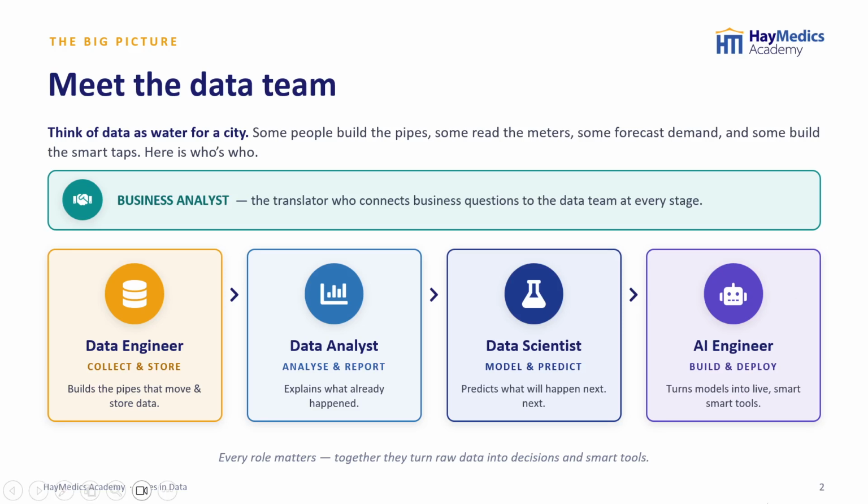Now, the AI engineers build and deploy. They turn models into live, smart tools. Looking at this analogy, think of data as the water for a city. Some build the pipes, those are data engineers, who build the pipeline for data end to end. Some read the meters, the analysts: they read the data and correct what's supposed to be corrected. Some forecast demand, and that is our data scientists.